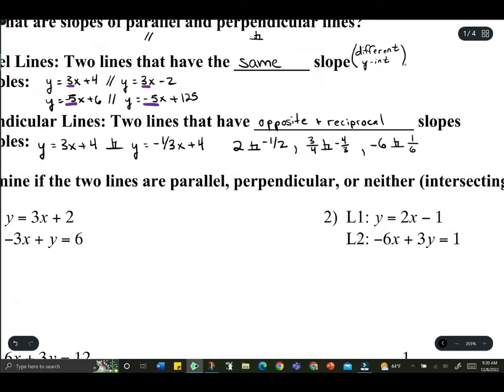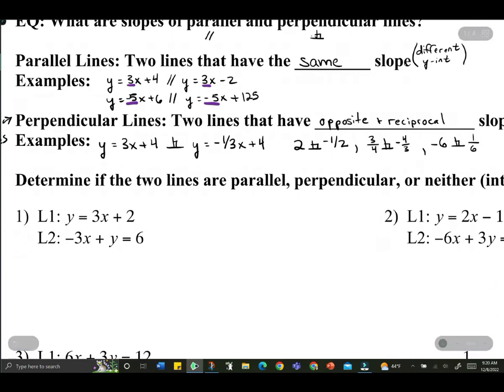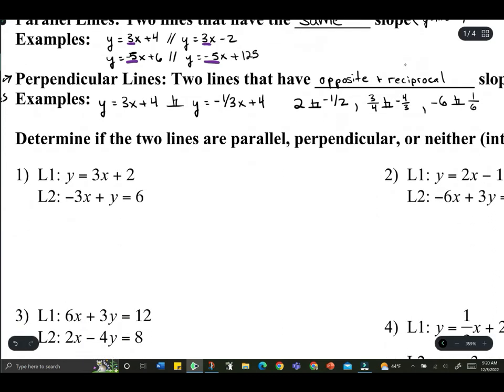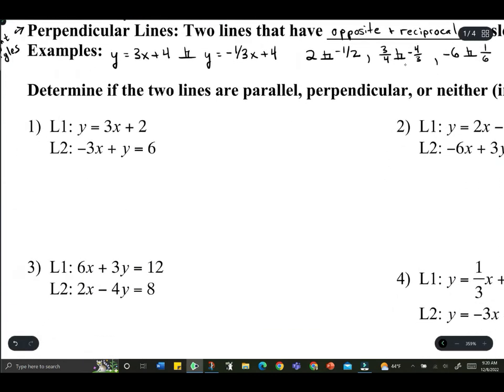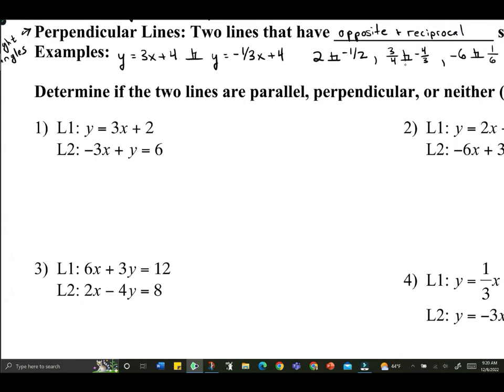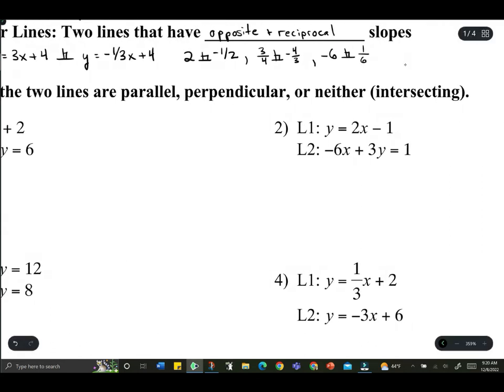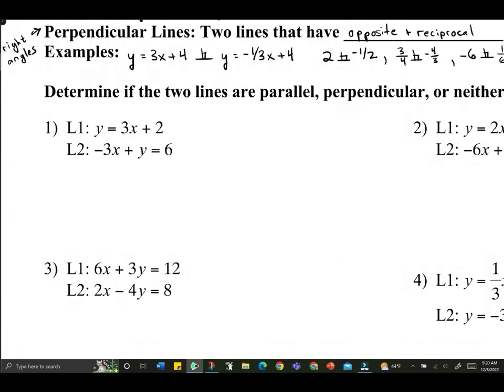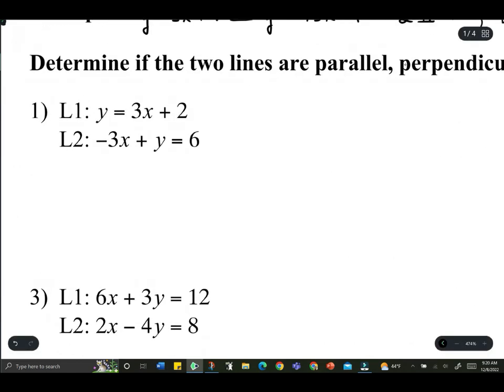Okay, so please take note of perpendicular. Two different things going on. The main idea is we're going to determine if two lines are parallel, perpendicular, or neither. They'd be neither, and intersecting, if they're neither perpendicular nor parallel. Anyway, here's the idea. I'm giving you line 1. We see that its slope is 3. Line 2, we just need to find its slope.